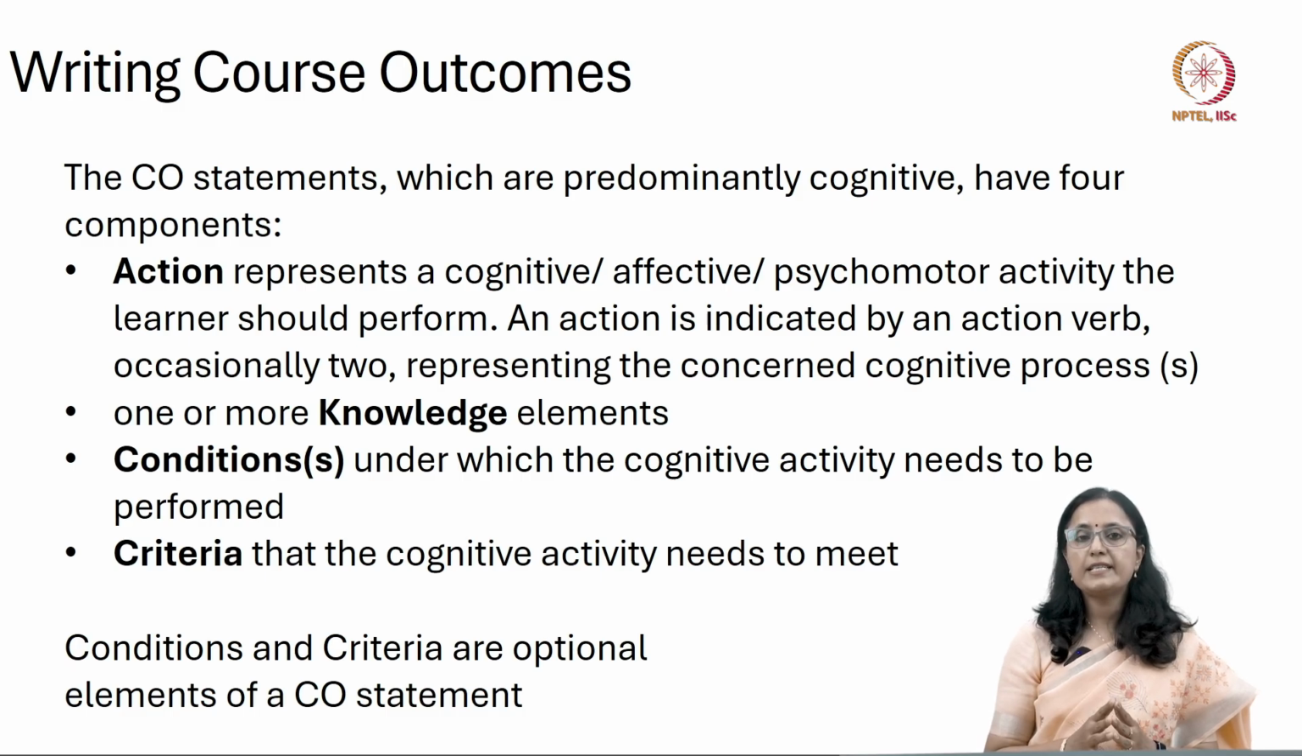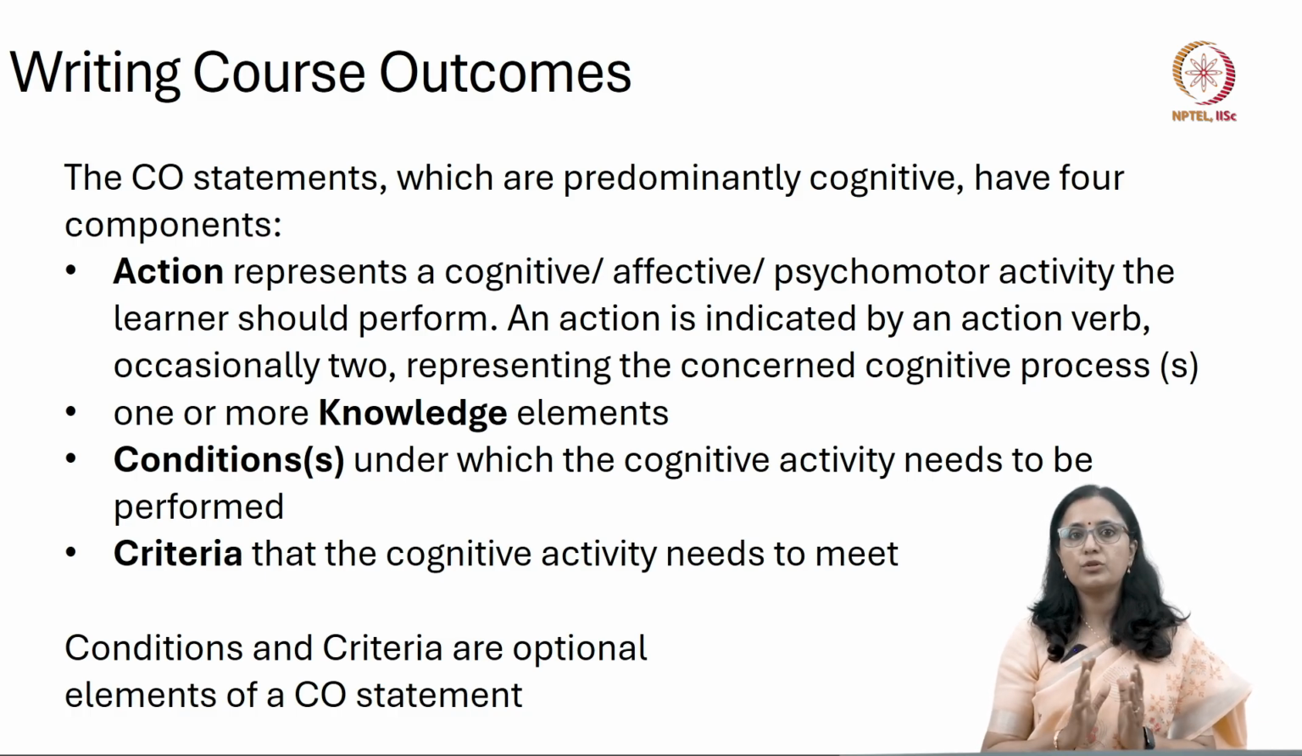An action is indicated by an action verb, occasionally two, representing the concerned cognitive processes. So, sometimes in a course outcome, you will also see that there are two cognitive processes, but those cognitive processes need to be from the same cognitive level. So, when we are talking about action or action verb, we are talking about the cognitive process dimension of the taxonomy table. The action verb can be mapped to either remember, understand, apply, analyze, evaluate, or create.